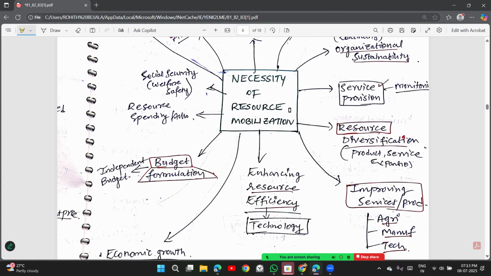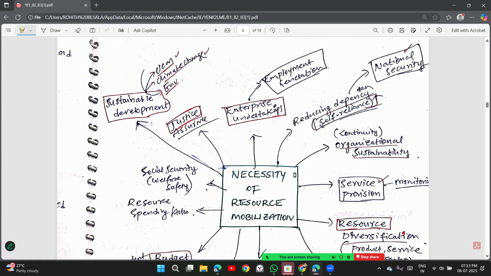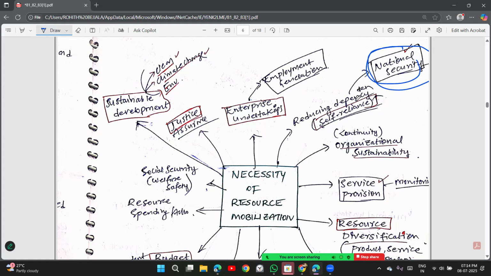So why is it important? The necessity of resource mobilization is, for example, if you have certain critical minerals, then the dependency on other countries will reduce. Suppose India possesses oil. If India possesses high oil reserves, then it will reduce its dependence on other countries. So it will give national security. So that is one point.